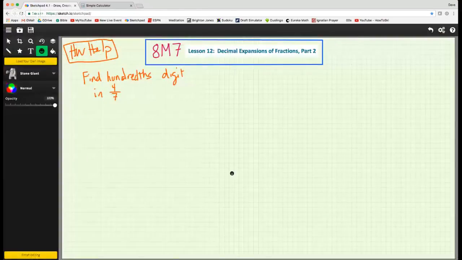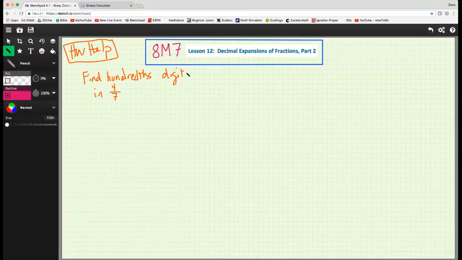Okay, let's go one more time. Now we're going to find the hundredths digit in 4/7. This isn't doing a full decimal expansion. We want to stop when we get to the hundredths. You have a homework problem sort of like this. So how do we do this?